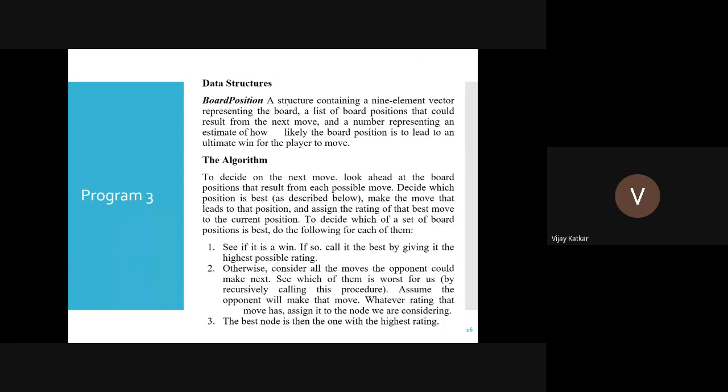So the board position will be what? A structure containing a 9-element vector representing the board, a list of board positions that could result from the next move, which is most important, and a number representing an estimate of how likely the board position is to lead to an ultimate win. So pay attention and understand this: the next position and how ultimately it can lead.